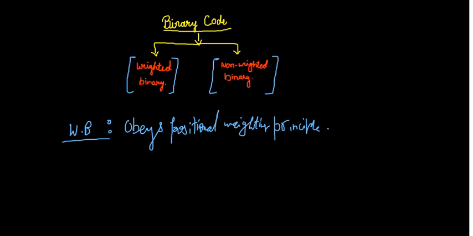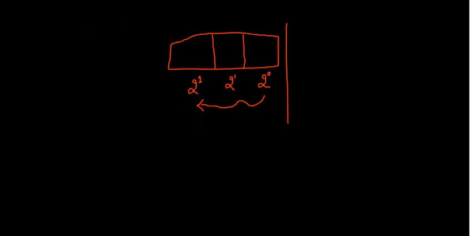Like, assume that we have 3 bits. So, here we do have 2 to the power 0, here we have 2 to the power 1, and here we have 2 to the power 2. That we have already done, right? So, this ascending order flow is known as weighted binary. So, what is non-weighted binary that we have seen here? Well, non-weighted binary simply means they do not follow such codes.